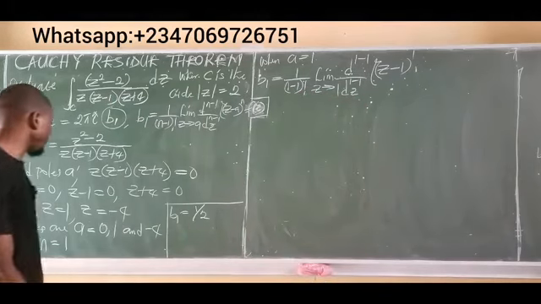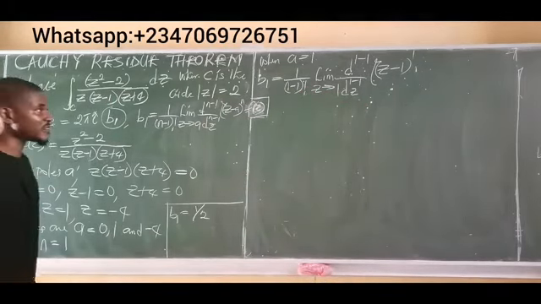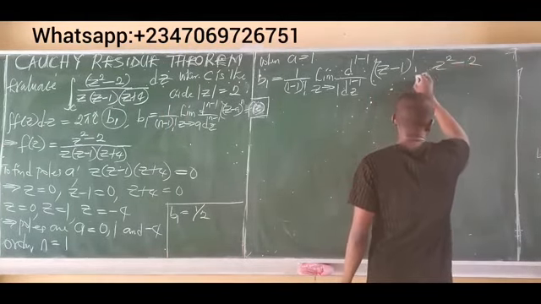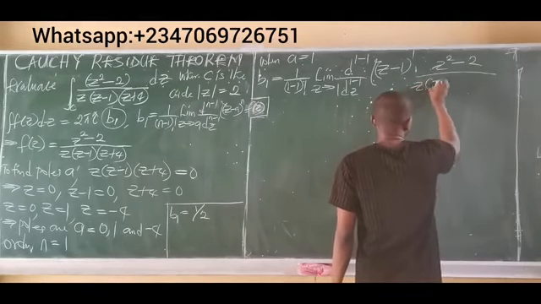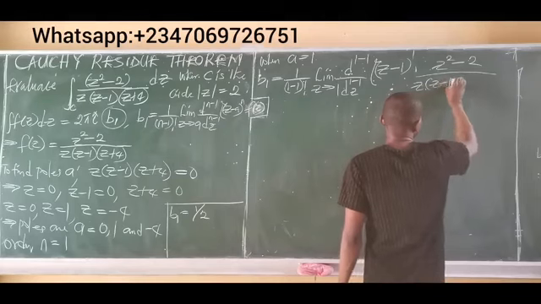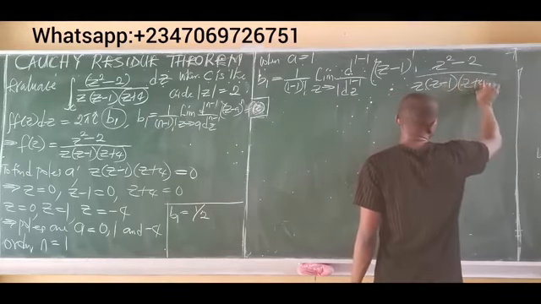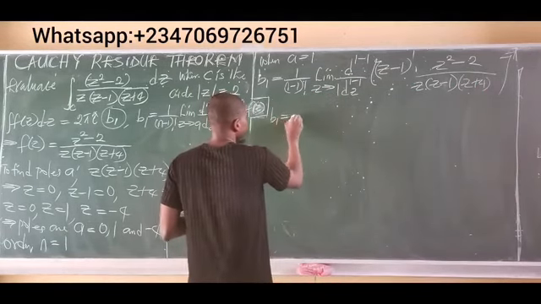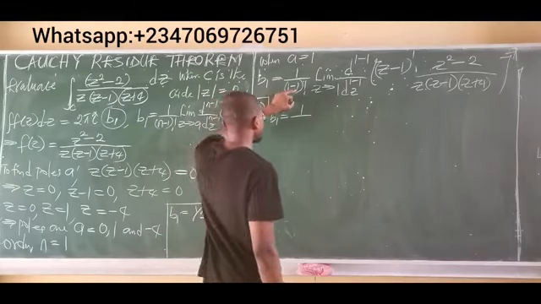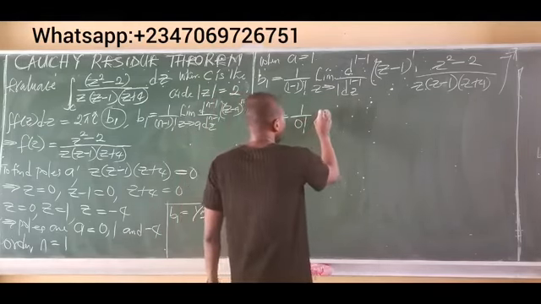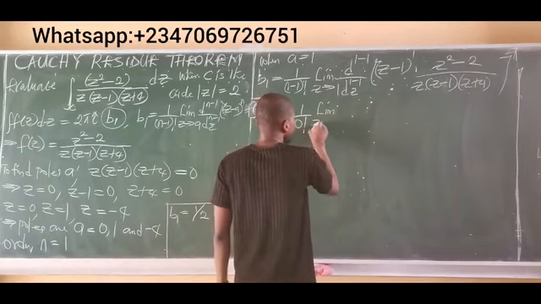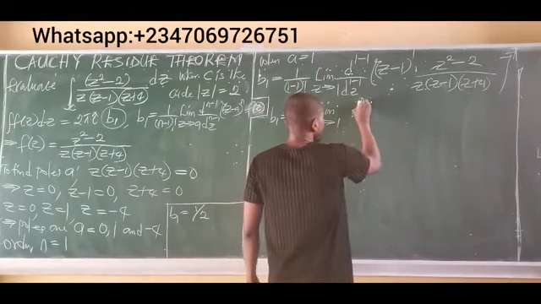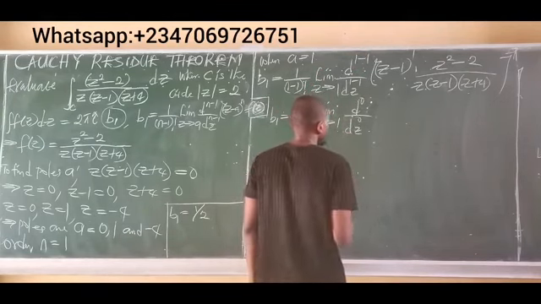And what is f of z? The given function, we already found it to be z squared minus 2 all over z times z minus 1 times z plus 4. You have this. So B1 is equal to 1 all over 1 minus 1, which is 0, so I have 0 factorial, limit as z tends to 1. The 1 minus 1 is 0, so this becomes d to the power of 0 all over dz to the power of 0.